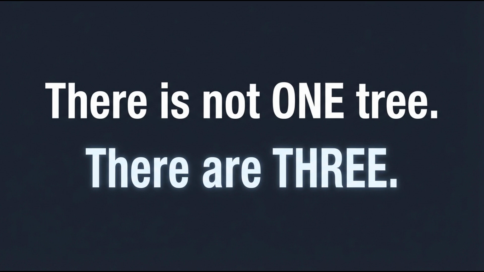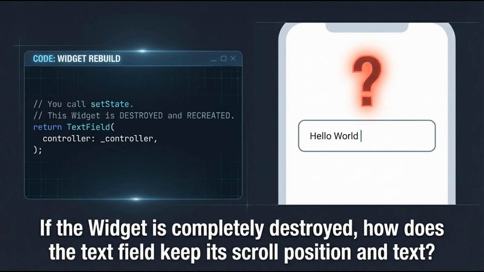There is not one tree, there are three. I used to think the widget tree is what you see on screen. I wrote widgets, they appeared simple, but then I noticed something weird. I'd rebuild a widget, completely new instance, but the animation on screen continued smoothly. The scroll position didn't reset, the text field kept its value.